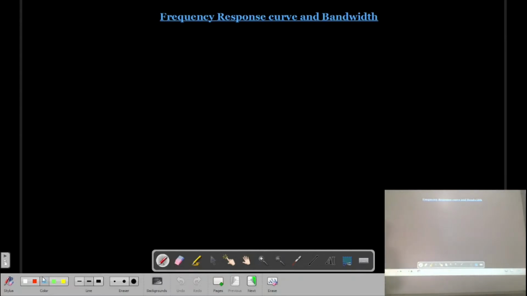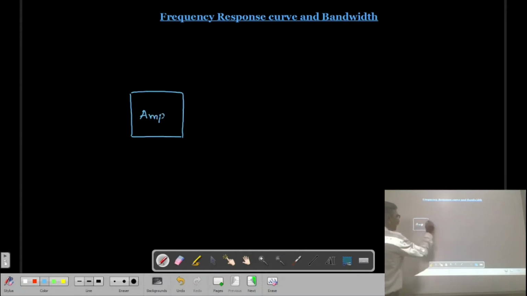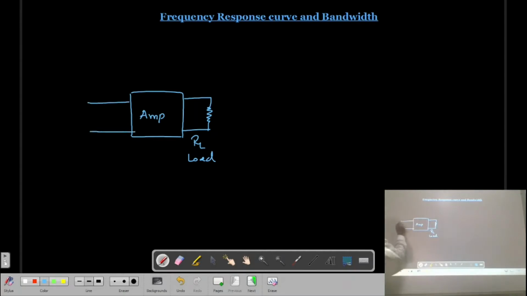Suppose we have this amplifier. It can be any kind of amplifier. This amplifier has a load resistance RL connected. That is a load. Sometimes we have to connect a dummy load. At the input, we are connecting a frequency source, and that can be an audio frequency oscillator, AFO, or you can connect any kind of function generator which will provide you the different frequencies.